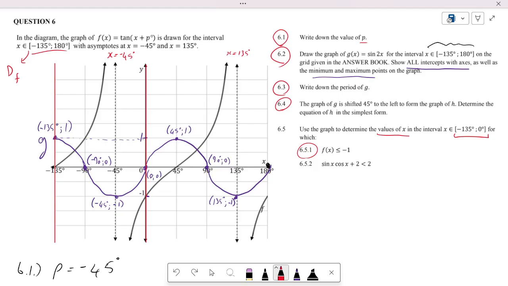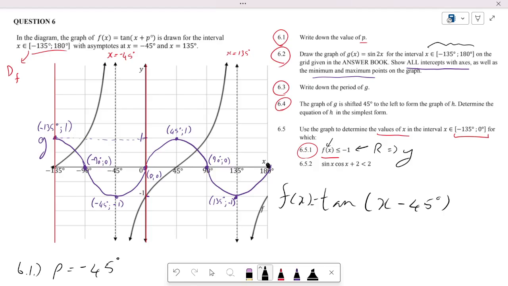So they say for which values of x is f of x, which is the tan. We know that f of x is equal to tan of x minus 45 degrees. Let's look at that interval. Where is it going to be less than or equal to negative 1? Remember, we are talking about the ranges, because we are talking about the y values.